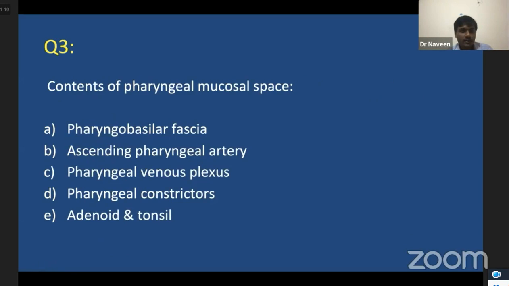What are the contents of the pharyngeal mucosal space? This is a multiple choice with multiple answers. A is the pharyngobasilar fascia. B, ascending pharyngeal artery. C, pharyngeal venous plexus. D, pharyngeal constrictors. And E, the adenoid and tonsil.